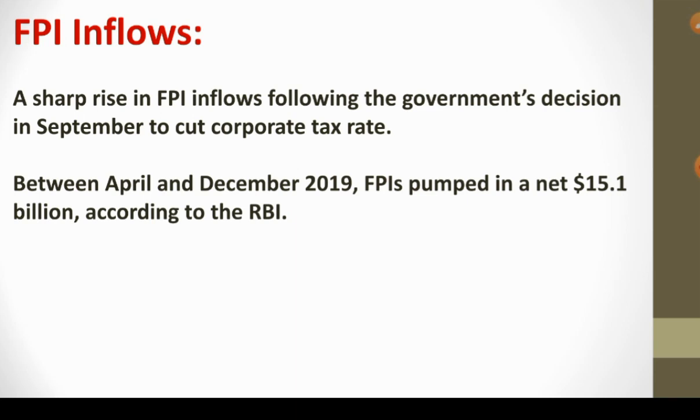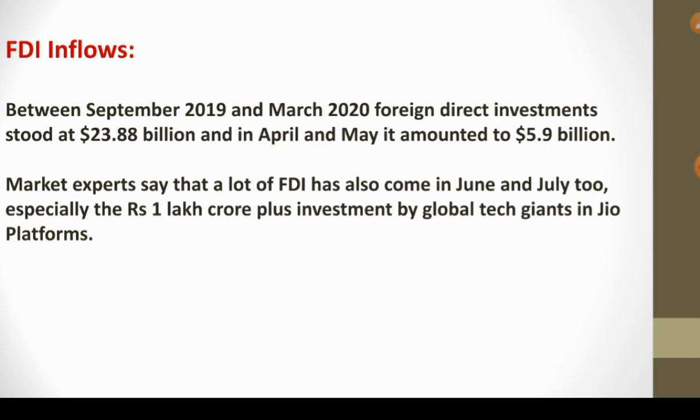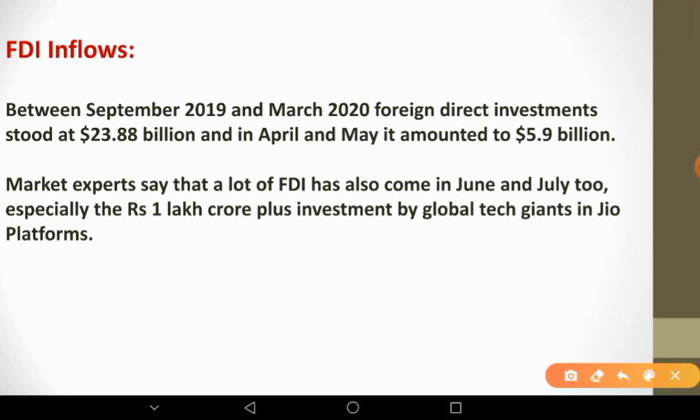Coming back to FPI, as I have already told you, FPI inflows are according to a government decision in September. So what happened in September? The corporate tax rate was reduced. Because of that, more FPI came to India, and it rose in June, July, August, and it will rise further also because of the Cold War and trade war. Now FDI inflows. The major chunk is here.